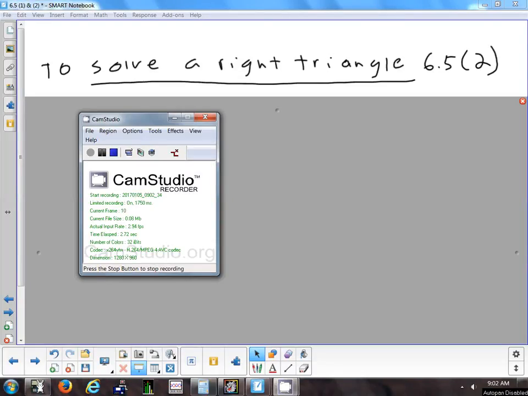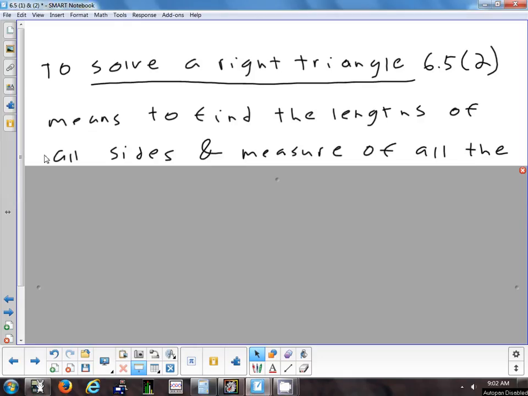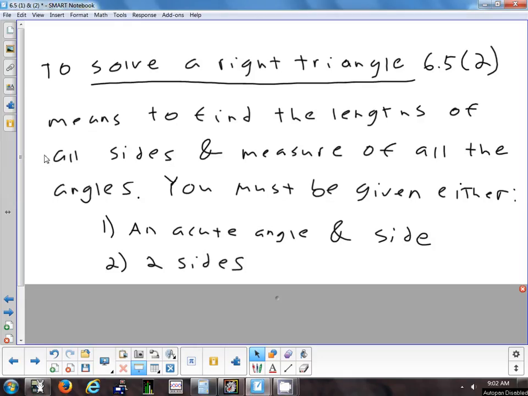All right, so we'll finish up section 6.5. Some of this we already started yesterday, so you already have this in your notes. But just as a reminder, when you're solving a right triangle, that means they want to know how long all the sides are and how big all the angles are.